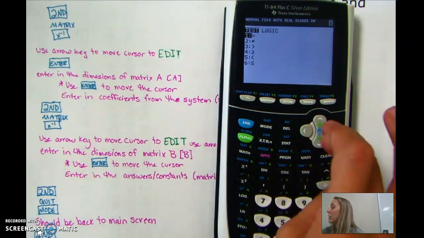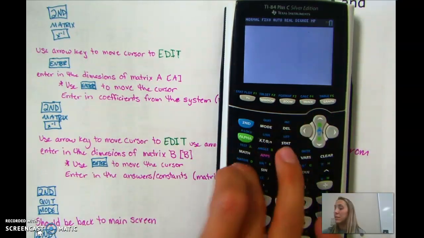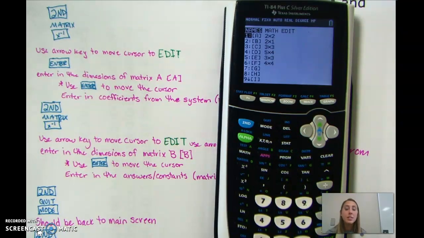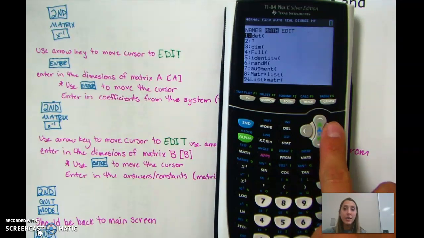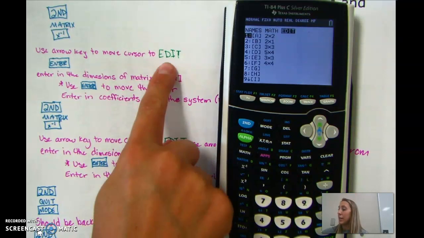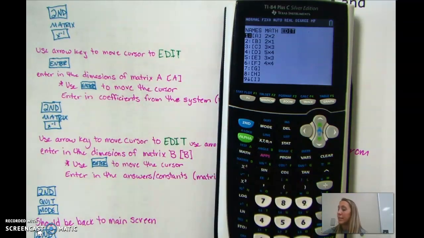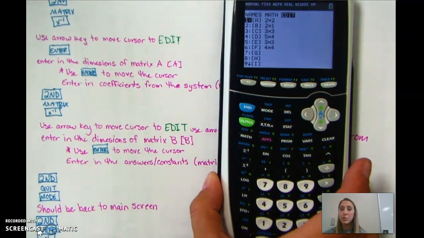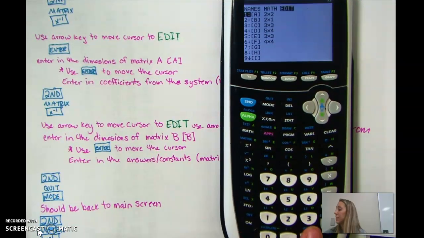Oh, I hit the wrong button. Okay, this is the screen that should come back up. You're going to use your arrow key and go over to edit. So this is where we are. Then we're going to hit enter, which is down at the bottom. It's your equals right here. That should bring up matrix A.